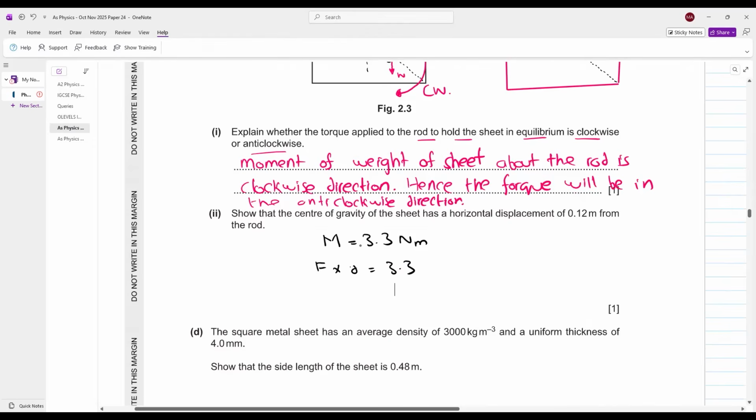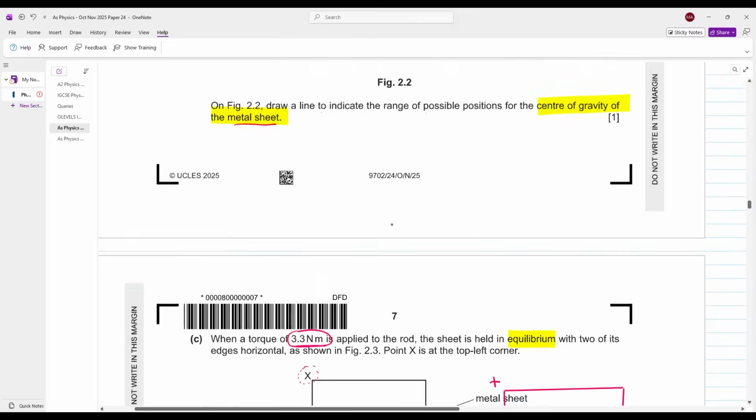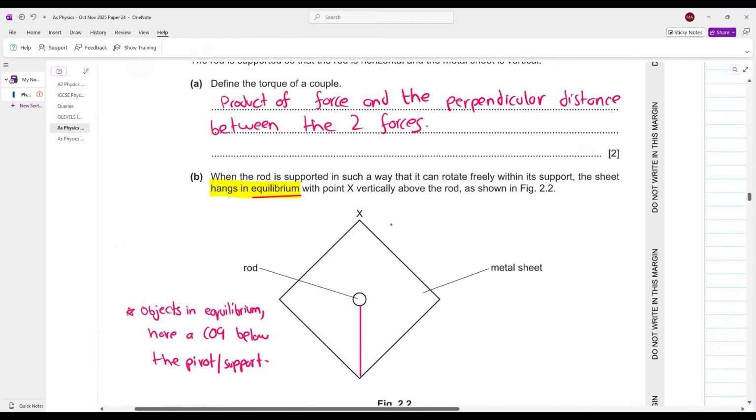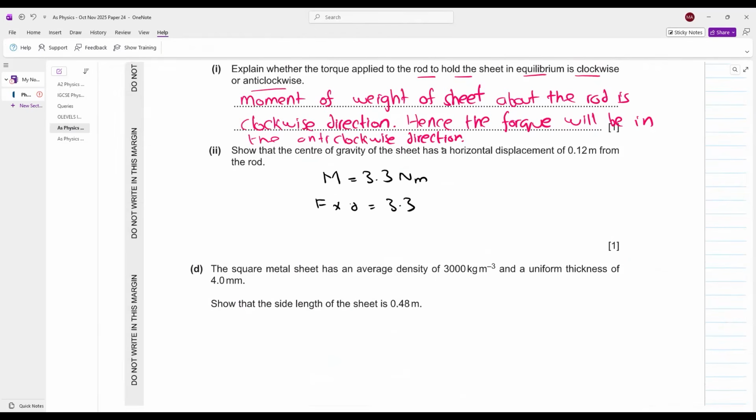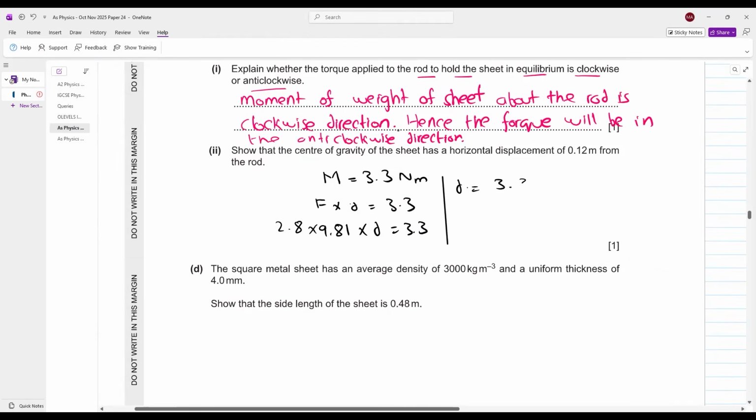3.3. अच्छा फोर्स किस तरह निकालेंगे? What was your weight? वेट गिवन था नहीं. You were given the mass 2.8 kg. Can you calculate the weight? 2.8 into 9.81 into d is equal to 3.3. Can you calculate the distance, horizontal distance of the center of gravity from the rod? Can you do that? 3.3 divided by what? 2.8 into 9.81. What does your answer come out to be?